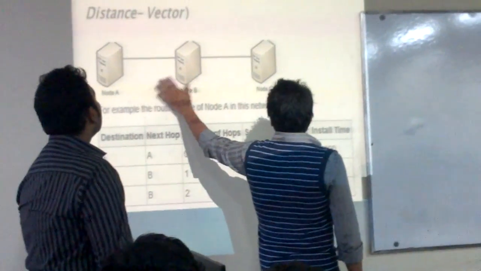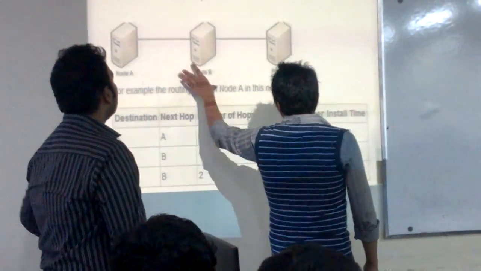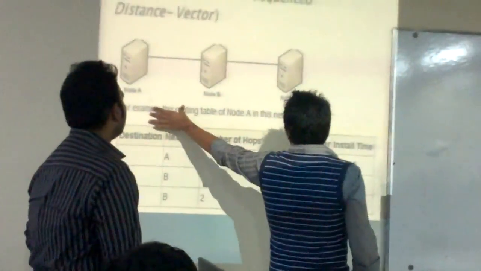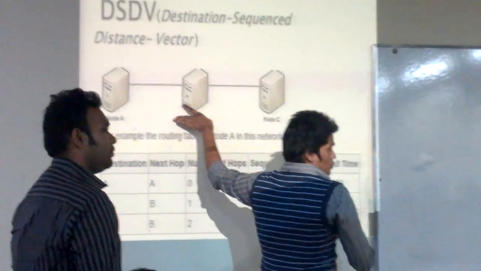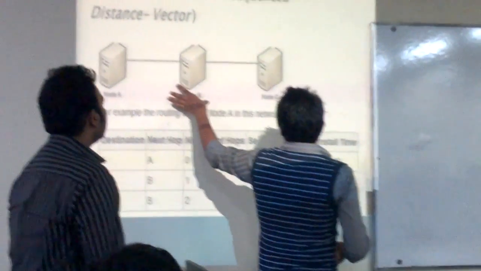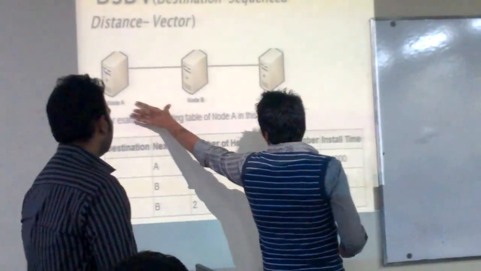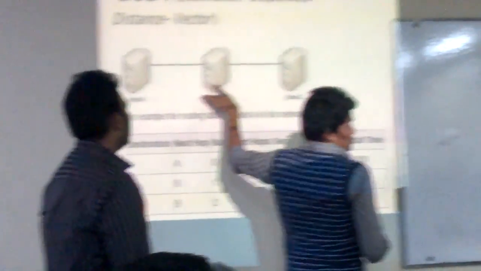So my question was, C is not an immediate neighbor of A. But how does C get routing information, the routing table of A? Here A is connected with node B, and node B is connected with C. This is the routing table for node A, and here is another routing table for node B. Node B will get the information to communicate with node C. Node A uses that routing table to connect to node C.